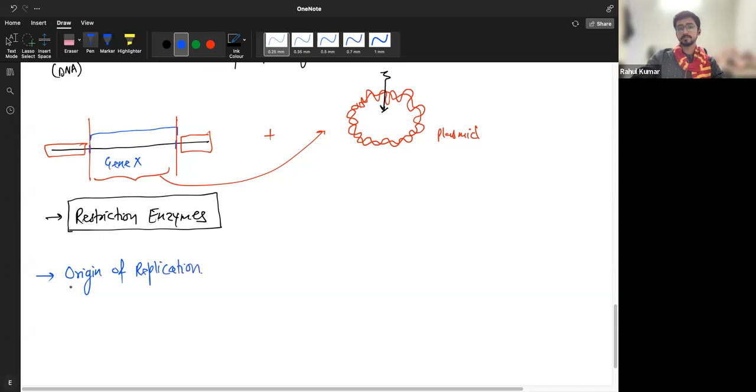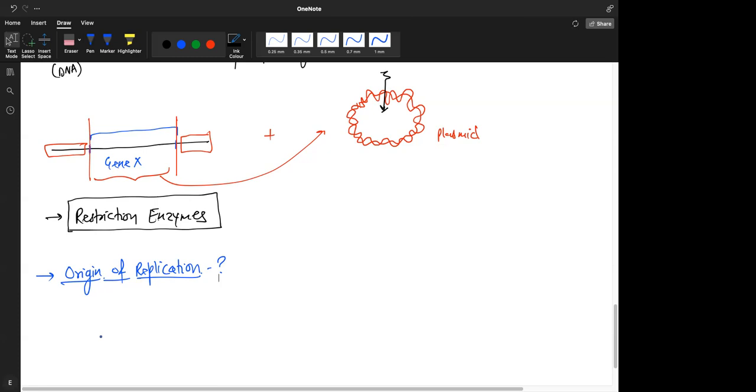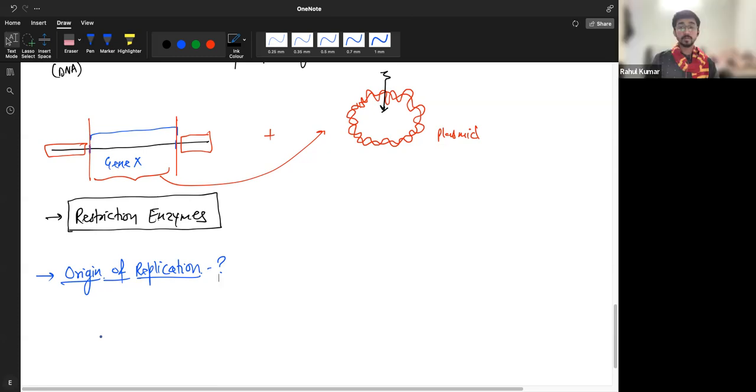Origin of replication? Yes, sir. What is it, Atif? Basically, it's like a place in the gene where replication begins. Not in the gene, a place in the whole genome, in the DNA, right? In the chromosome. You're correct.